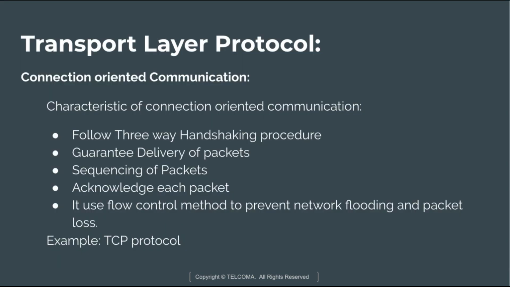Connection-oriented communication has some characteristics: it follows the three-way handshaking procedure, it guarantees delivery of packets, it provides sequencing of packets, acknowledgement of each packet, and it uses a flow control method to prevent network flooding and packet loss. The example of connection-oriented communication is the TCP protocol.